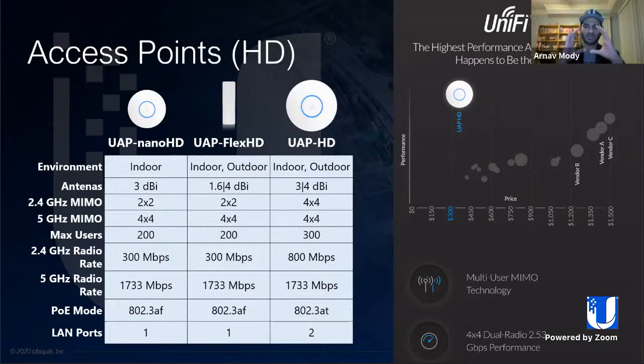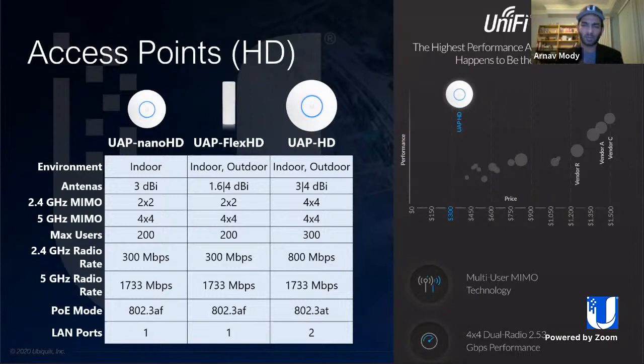The Nano HD is one of our smallest access points. It's a very small but still very powerful access point. You can see it supports a 4x4 MIMO, which is a step ahead from the access points we saw earlier. And it also supports 1700 Mbps in the 5 gigahertz. So if you look at the 5 gigahertz, it's pretty high. It's much higher than the AC Pro, for example, and also supports 200 max users. So that's the Nano HD.